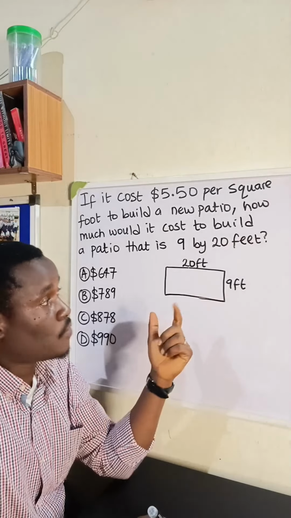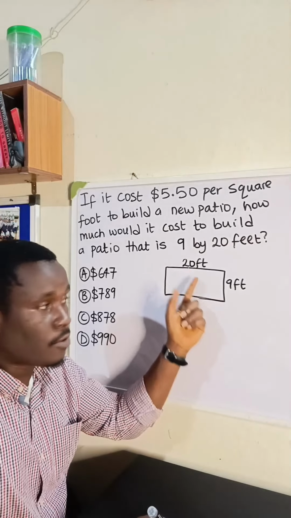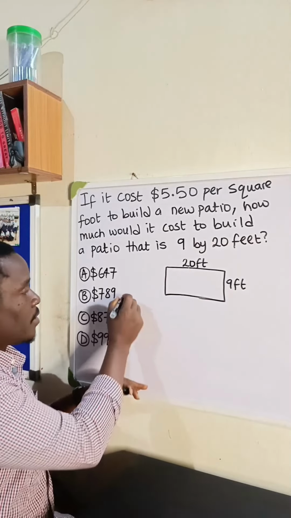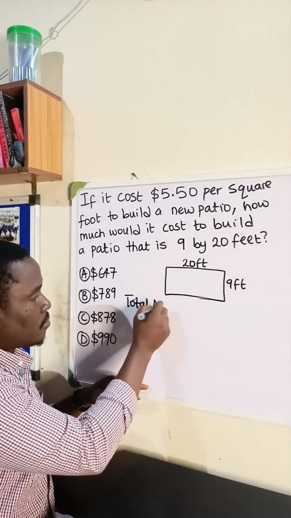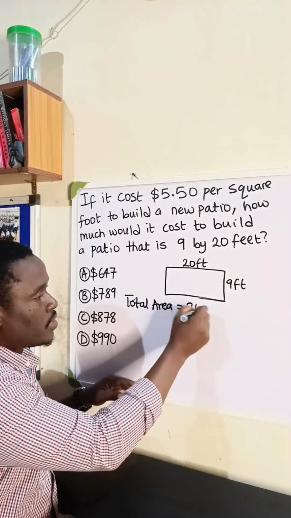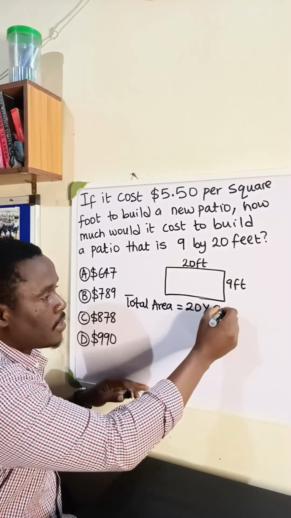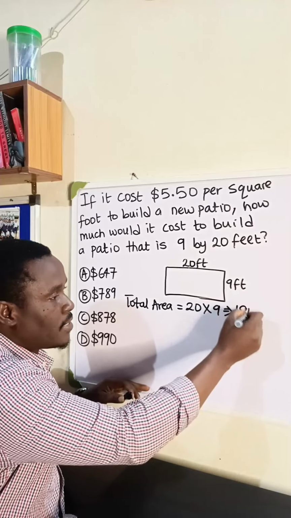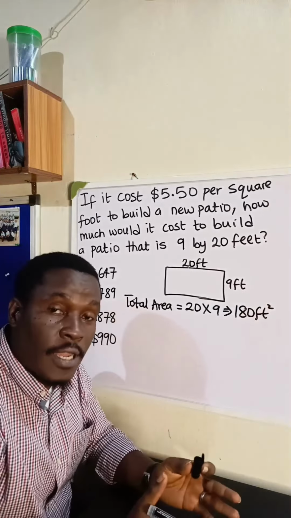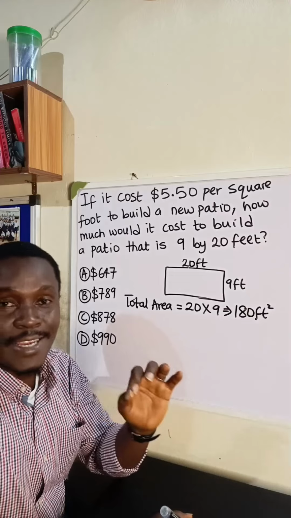Since this is a rectangle, all we need to do is multiply the length of the rectangle by the width. So the total area is equal to 20 multiplied by 9. That will give us 180 square feet. So the total area of this patio is 180 square feet.